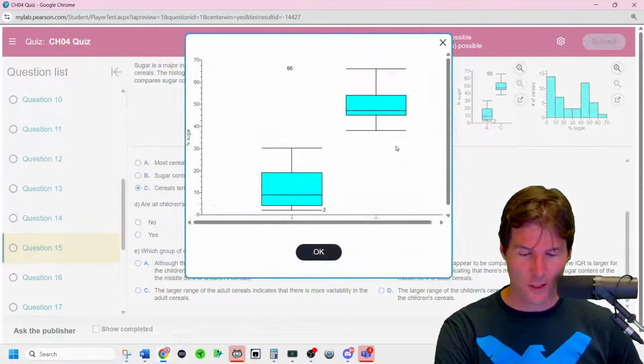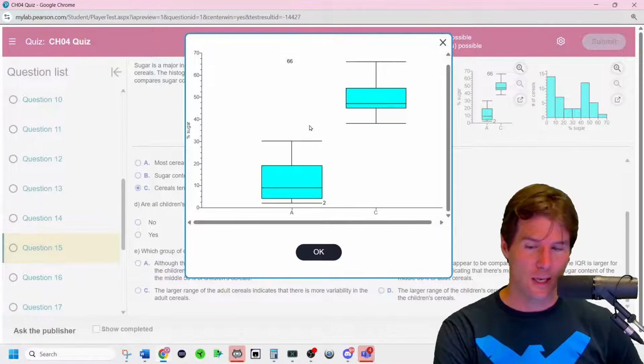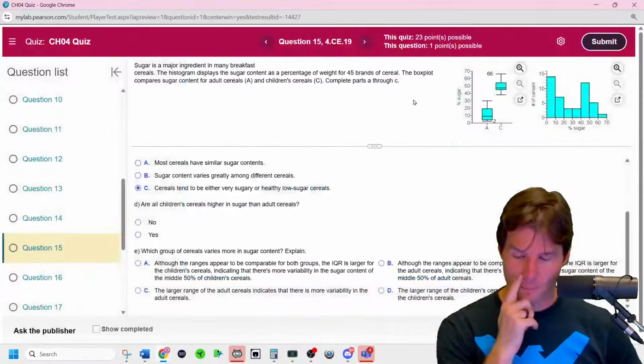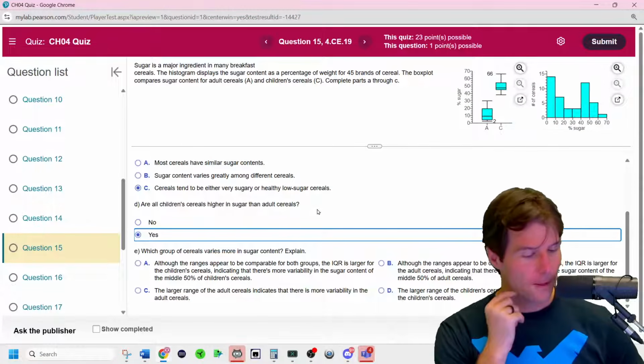Are all children's cereals higher in sugar than adults? So for this, we'd look at the min of children's cereal, which is right there, and the max of adult. And yes, that's not a value of 66. That's telling you 66 is right there. So the lowest children's cereal, maybe they classify it by sugar. Be a smart way to do it. So all children's cereals are higher than all adult cereals.